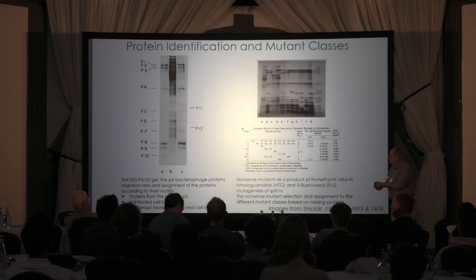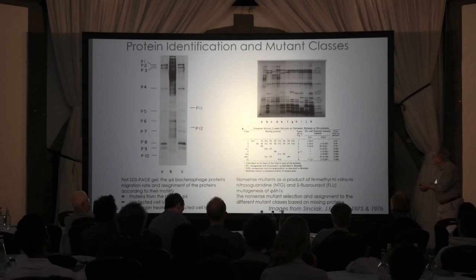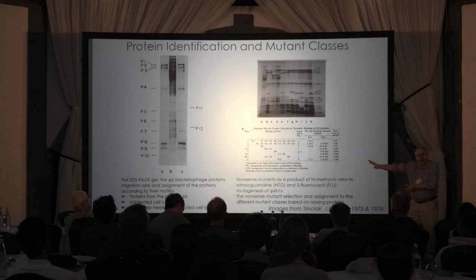Lenny then went ahead and he selected nonsense mutations and some missense mutations using nitrosoguanidine and fluorouracil. He was able to set up linkage groups and get a pretty fair idea of the linkages of the three segments. Again, and this is going back to 1975, I mean, we're almost 50 years ago in this case, done by these very, very, what would now look like crude methodologies.